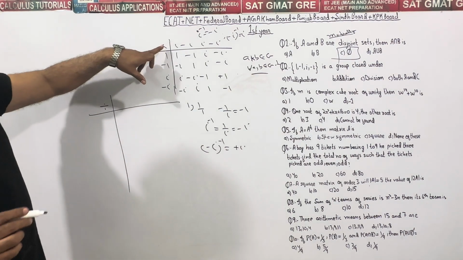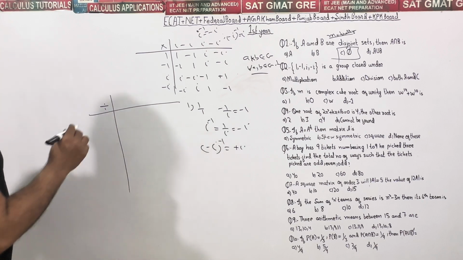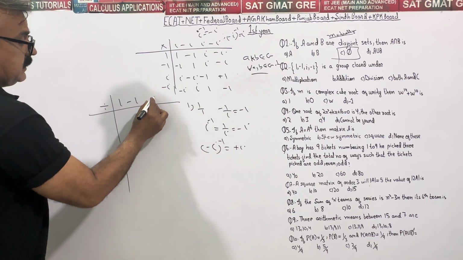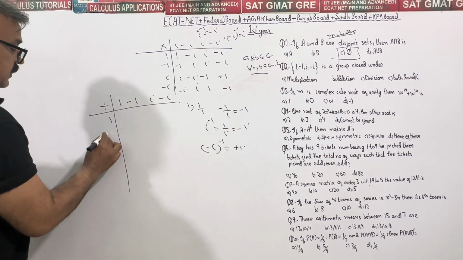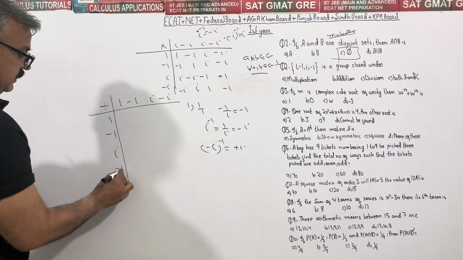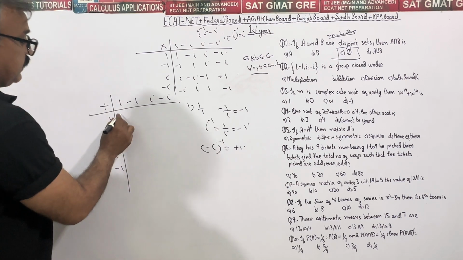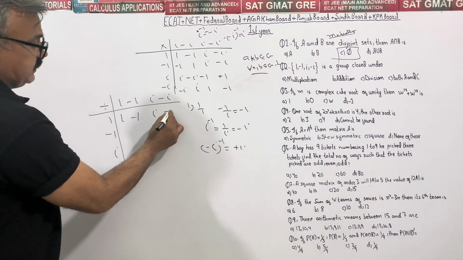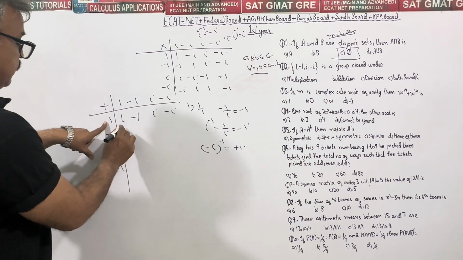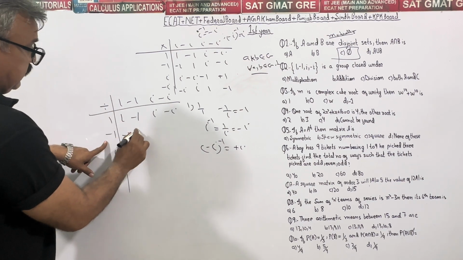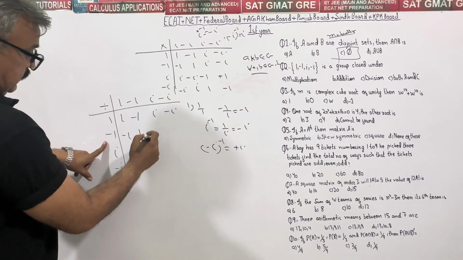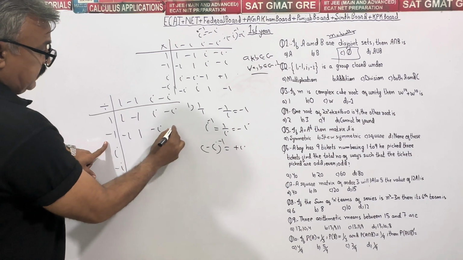It is closed under multiplication. Now what about division? Let's check. Take 1, minus 1, iota, minus iota. 1 divided by 1 is 1; 1 divided by minus 1 is minus 1; 1 divided by minus iota is positive iota. Minus 1 divided by 1 is minus 1, minus 1 divided by minus 1 is positive 1, and iota divided by 1 is iota, iota divided by minus iota is minus 1.